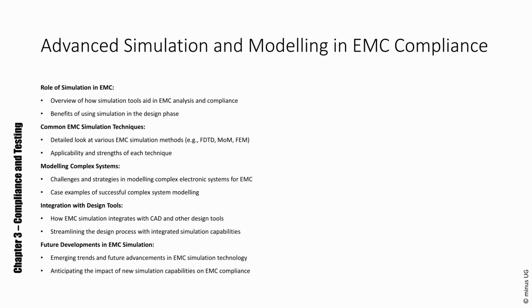Modeling complex systems. Modeling complex electronic systems for EMC presents challenges such as accounting for nonlinear materials, complex geometries, and interactions between multiple systems. Strategies to address these include using multi-scale modeling techniques and hybrid methods that combine different simulation techniques. Case examples of successful complex system modeling often involve high-speed digital systems or integrated systems with multiple functions, where simulation has helped to identify and mitigate potential EMC issues.